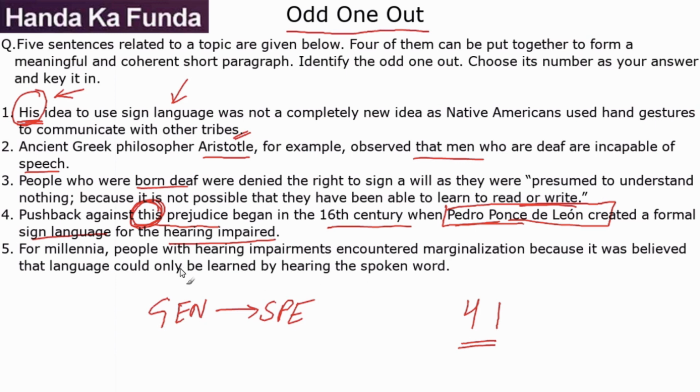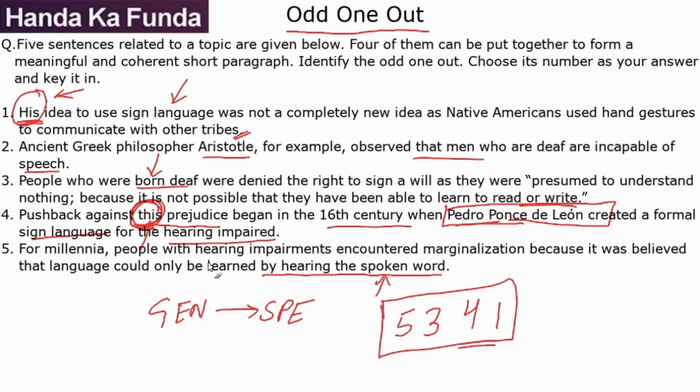Let's look at the last sentence now. For millennia, people with hearing impairments encountered marginalization because it was believed that language could only be learned by hearing the spoken word. So this is again a very generic statement about the people with hearing impairments, and they were marginalized. How were they marginalized? That is given to us in statement number 3, that they were not even allowed to sign a will. Pushback against this prejudice, the prejudice that is being talked about in sentences 5 and 3. So the paragraph, if someone asks me, the paragraph here would be 5-3-4-1.